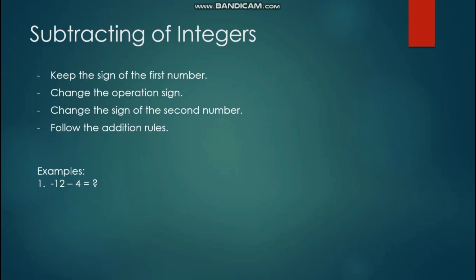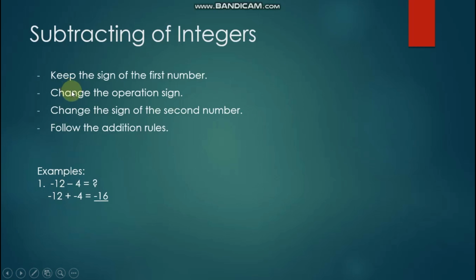First example, negative 12 minus 4. So, after applying the rules for subtracting integers, this will be our final equation. Negative 12 plus negative 4. So, how did it become that? First rule, keep the sign of the first number. So, our first number is negative, so it's just as is, negative 12.